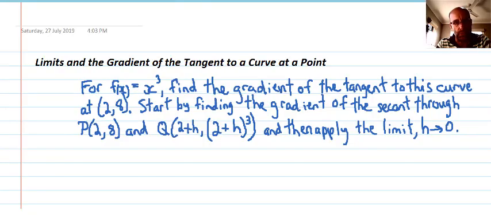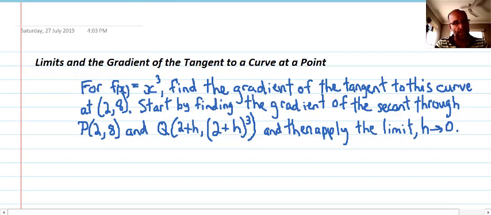We're going to show how to apply limits and use that to find the gradient of the tangent to a point on a curve. Basically we're going to look at that via an example. The example is: for f of x equals x cubed, find the gradient of the tangent to this curve at the point (2, 8).